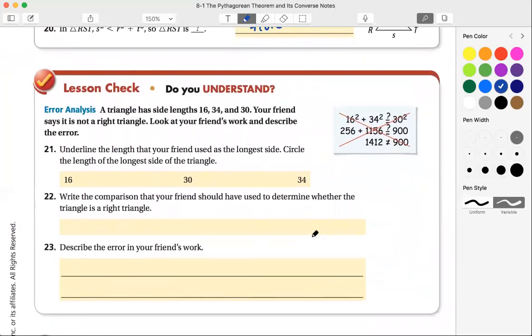So a triangle has side lengths 16, 34, and 30. Your friend says it's not a right triangle. Let's look at the work and see what happened. Underline the length your friend used for the longest side. My friend used 30 as the longest side. My friend should have used 34 as the longest side. So write the comparison that we should be making: 16 squared plus 30 squared, does that equal 34 squared? So my friend used the wrong length for c.